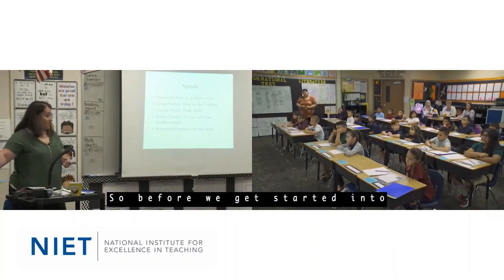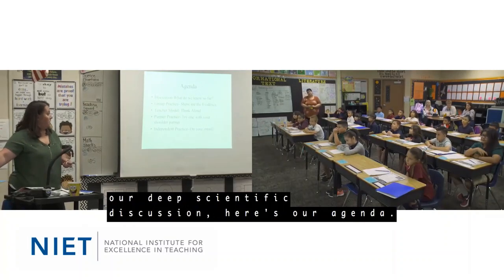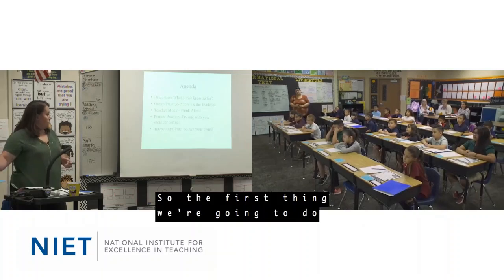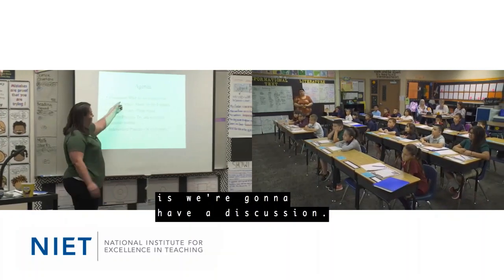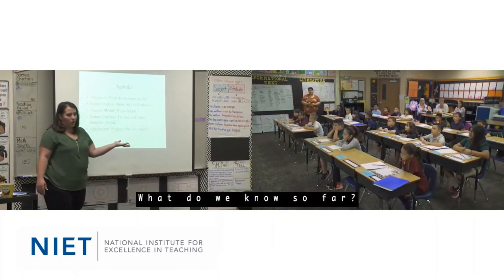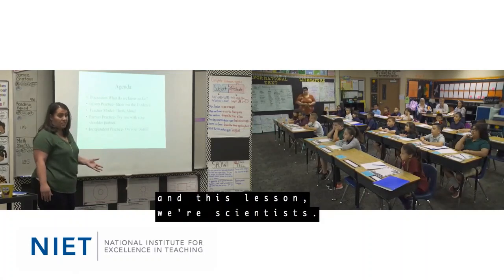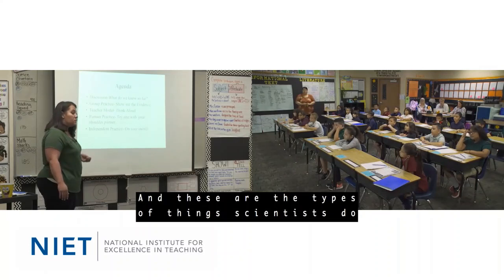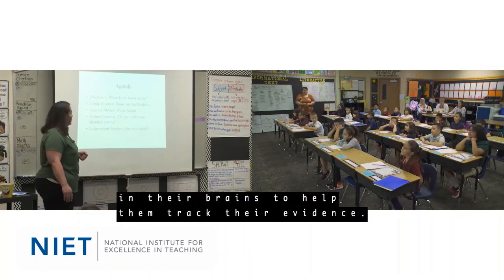So before we get started into our deep scientific discussion, here's our agenda. So what we're going to do throughout our lesson. So the first thing we're going to do is we're going to have a discussion. What do we know so far? Because as we come to this discussion and this lesson, we're scientists. And these are the types of things scientists do in their brains to help them track their evidence.